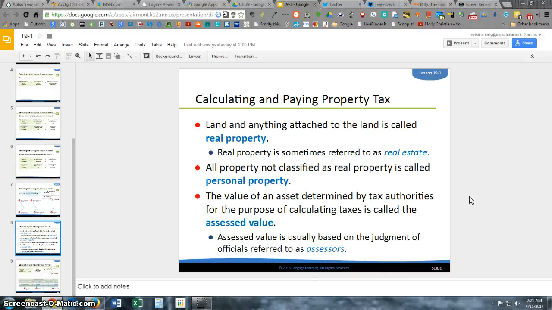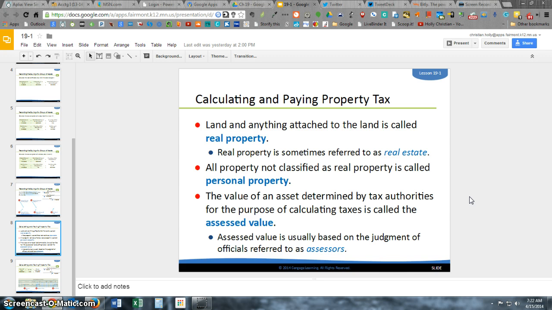For instance, if you look at a farm place, real property includes any land, the house, any barns, any silos, any grain bins that are attached to the property. And sometimes it's also referred to as real estate. Anything that's not real property is classified as personal property. That would be the items within your house, your furniture, appliances, personal items. That's all considered personal property.